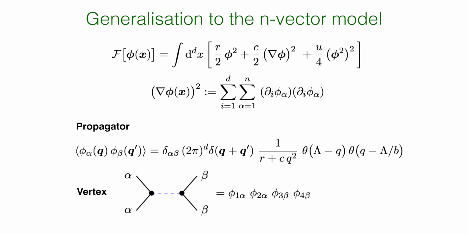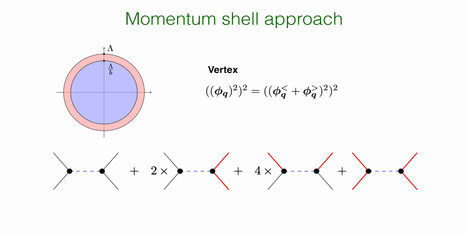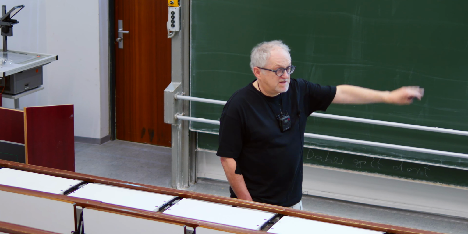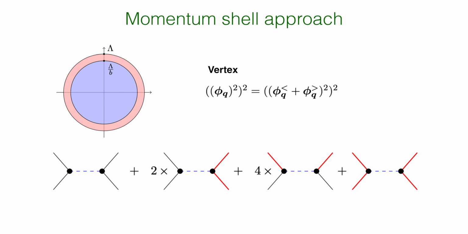So let me go through it. Here I emphasized it. We want a momentum shell approach. Over this red area, we integrate over. That's the idea. We do perturbation theory successively by integrating over these modes and leaving the blue ones alone. They're kept as is. So therefore, if we look at the vertex, we need to dissect the vertex into that part that's in the blue region and the part that's in the red region.